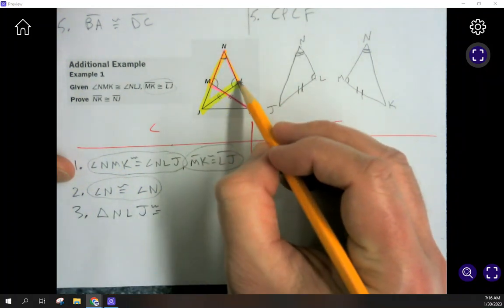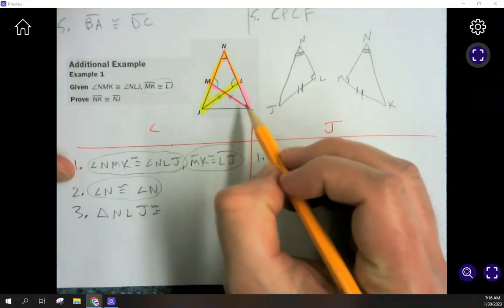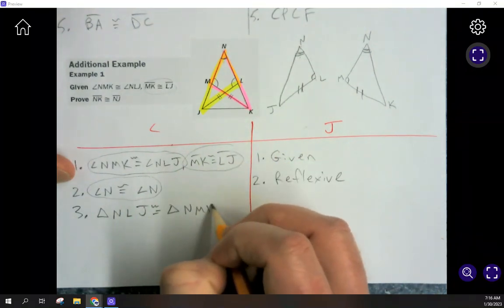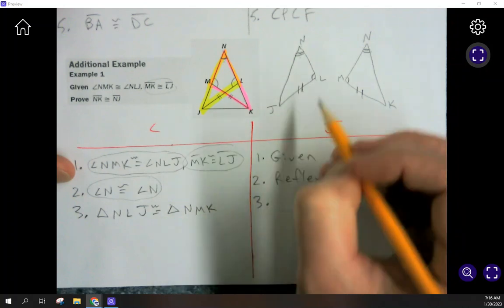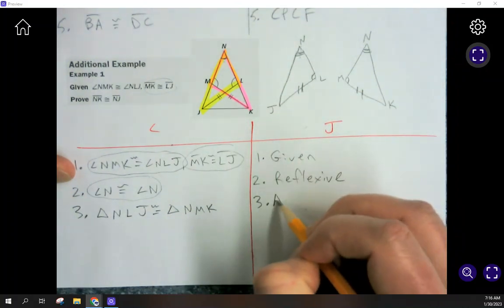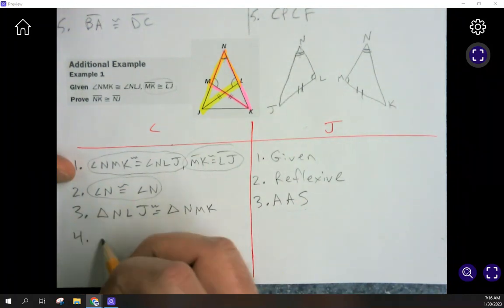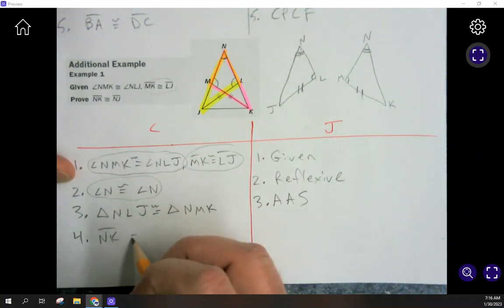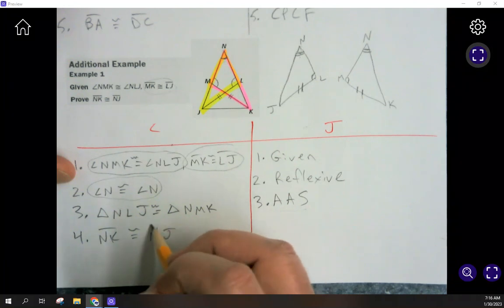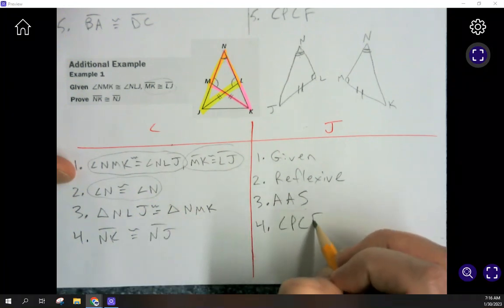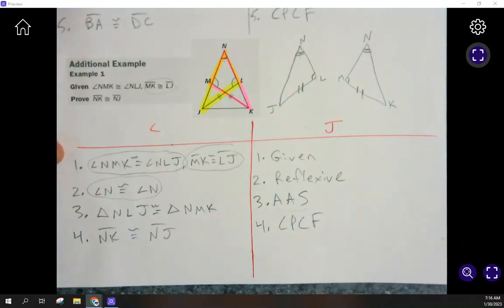So if I want NLJ, I got to go NMK on the other side. And that was angle, angle, side. And once I've proven these two congruent, I can now say that NK must be congruent to NJ because corresponding parts of congruent figures are congruent.